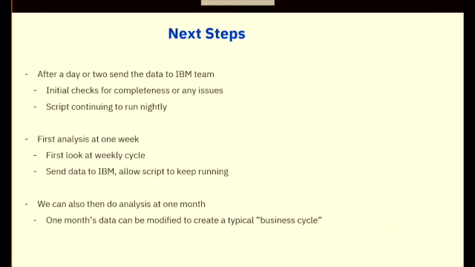So then the next steps: we normally would say, give us the data after a day or two. We're going to take that data and give you an initial look at it and make sure there are no missing LPARs, missing frames, and everything that's in scope is appearing. And then we'll say, okay, keep it running every night. After about 1 week, we can get a first real look at it, like a weekly cycle, and then we can show you what that looks like. Then we do the same thing again at 1 month, or however long we need in order to get the best view of this.